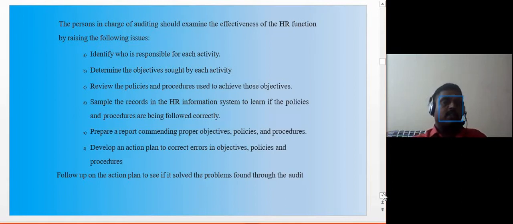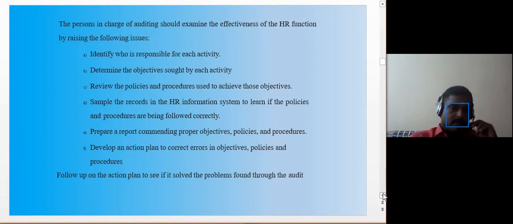Persons in charge of auditing should examine the effectiveness of the HR function by raising the following issues. Identify who is responsible for each activity. Determine the objectives served by each activity. Review the policies and procedures used to achieve those objectives. Sample the records in the HR information system to learn if the policies and procedures are being followed correctly.